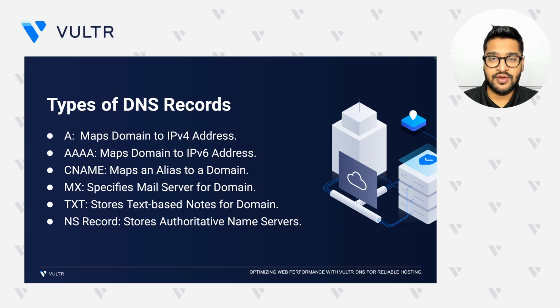Finally, the name server record, also known as NS record. It tells the internet which DNS servers are authoritative for your domain. When you set up Vultr DNS for your domain, you will configure these NS records to point to Vultr's name servers, ensuring your domain is managed by Vultr's infrastructure. These are the core DNS records you will encounter when configuring your domain, and understanding them is key to ensuring that your website and services run smoothly.